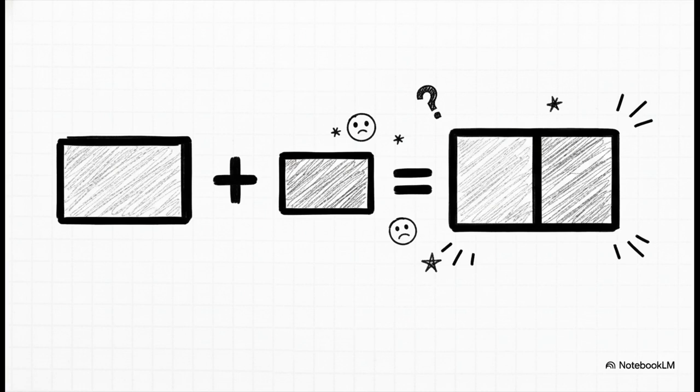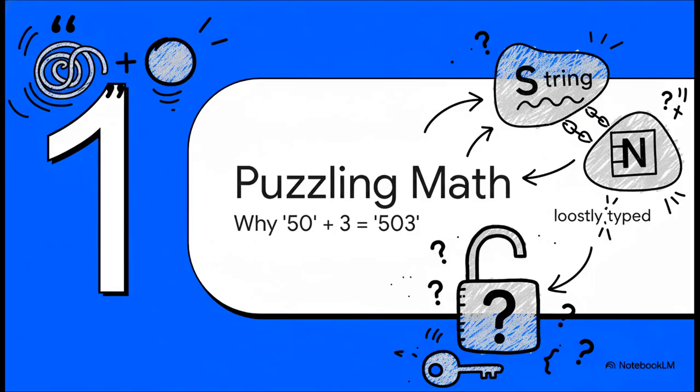What you just saw is JavaScript's automatic type handling doing its thing, a feature that can be a huge help, but also, as you can see, pretty confusing sometimes. So how in the world do we get from 50 plus 3 to 503? Well, the reason is actually a core part of the language itself.